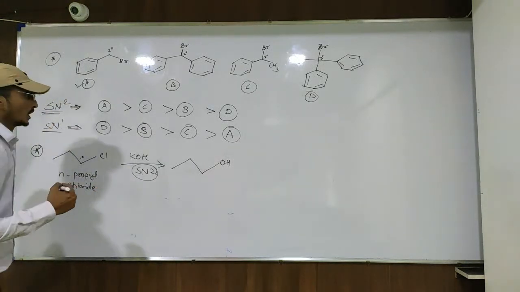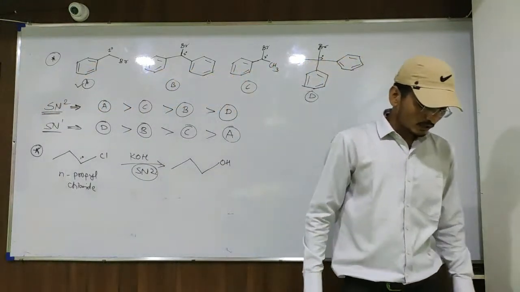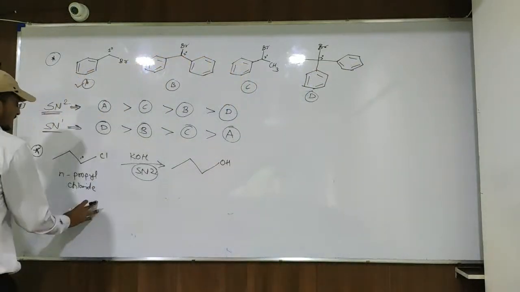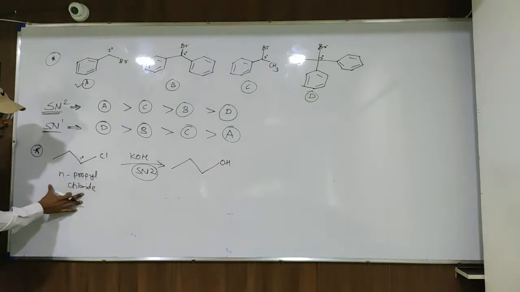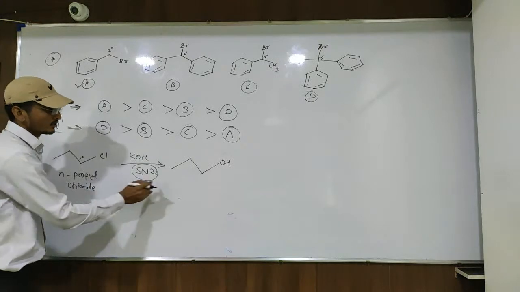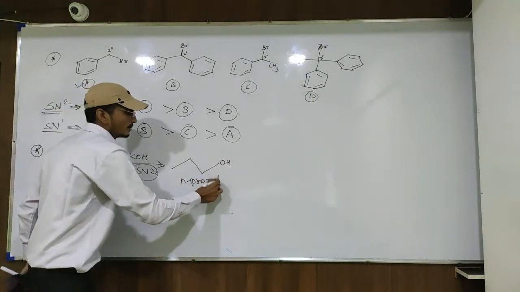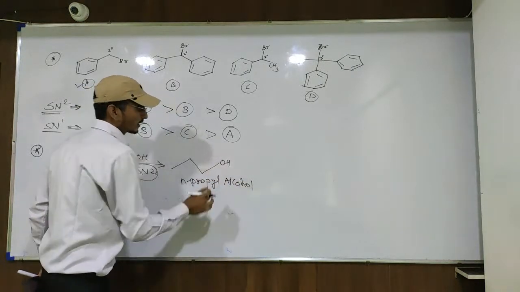But if I take some weak type of nucleophile here, at that time the reaction goes through SN1. But before that, we just see here. This is a primary alkyl halide, N-propyl chloride. It reacts with alcoholic KOH or NaOH, so you will get N-propyl alcohol. That is, you can say, propanol. So that is the only product here.